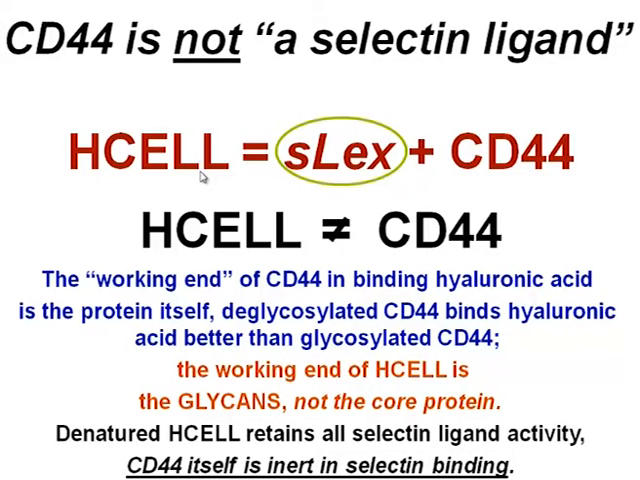The working end of CD44 in binding hyaluronic acid is the protein itself. The deglycosylated CD44 binds hyaluronic acid better, in fact, than a glycosylated CD44 molecule. However, on the other hand, the glycans, the carbohydrate modifications of CD44, confer the selectin binding capability. Indeed, you can denature the core CD44 protein completely, and the H-cell function is intact. So therefore, the carbohydrate provides the function to the CD44 scaffold. That's why it's so important to emphasize that molecule is H-cell.